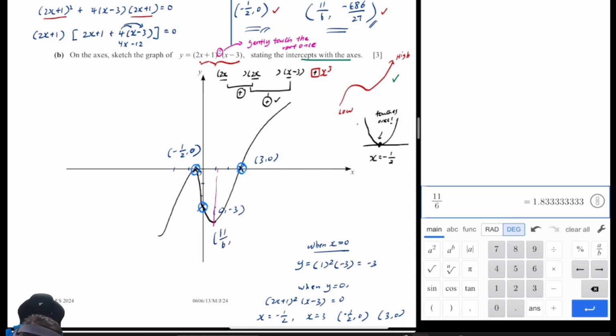Might as well just write it down because I don't want to lose any marks here. 11 over 6, and then 686 over 27. Is minus 686 lower than that? Minus 686 over 27. Oh, it's actually way lower. It's minus 25, so it will be lower than the intercept. So I guess we're correct. Just make sure you have everything. And since we already found the lowest point, the turning point, you just have to label them from here. Okay, so that's basically it.